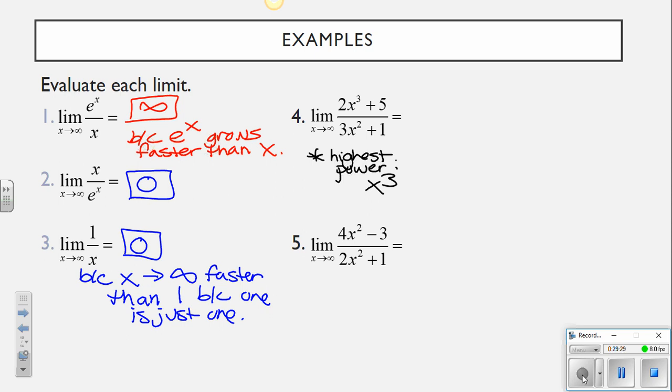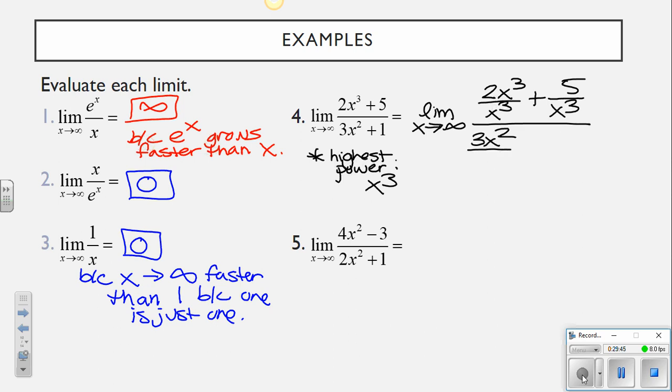You'll see some textbooks and some people do the limit as x approaches infinity of 2 over x cubed plus 5 over x cubed, all over 3x squared over x cubed plus 1 over x cubed. So you'll see people divide each term by x cubed, right? Does that make sense? Well, hold on. Let's get there.